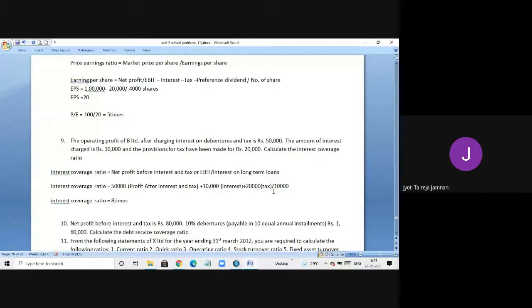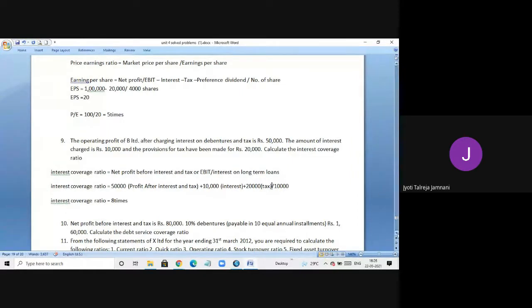So 10,000, 8 times I will be able to pay. The better the interest coverage ratio, the better the firm is performing, because if the firm cannot earn so much that it can pay its interest also, then that means the firm is very poor, or into losses, or not even able to meet up its fixed expenses or fixed obligation of payment of interest. So it is good to have a higher interest coverage ratio. It proves that the company can pay its interest fully, plus it will have profit remaining for other activities.